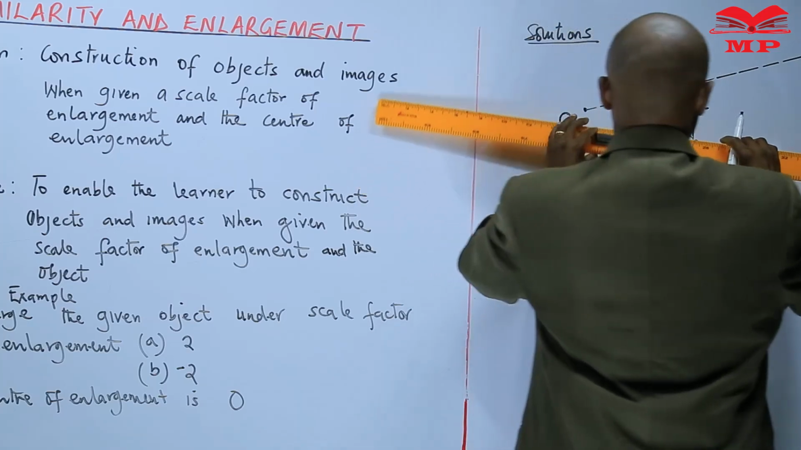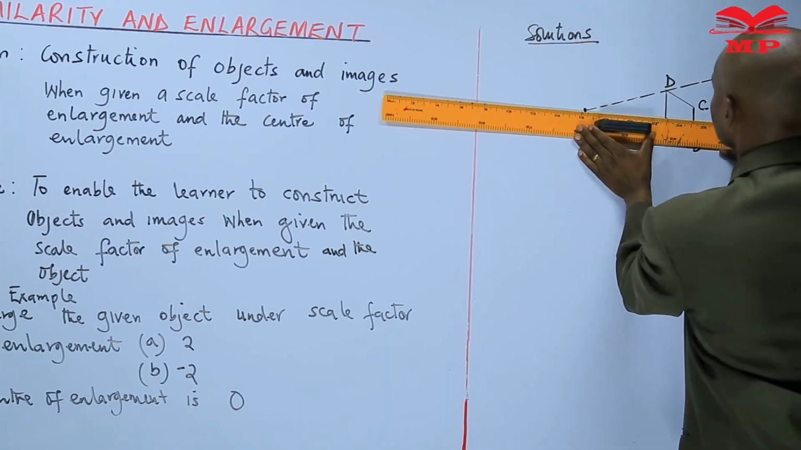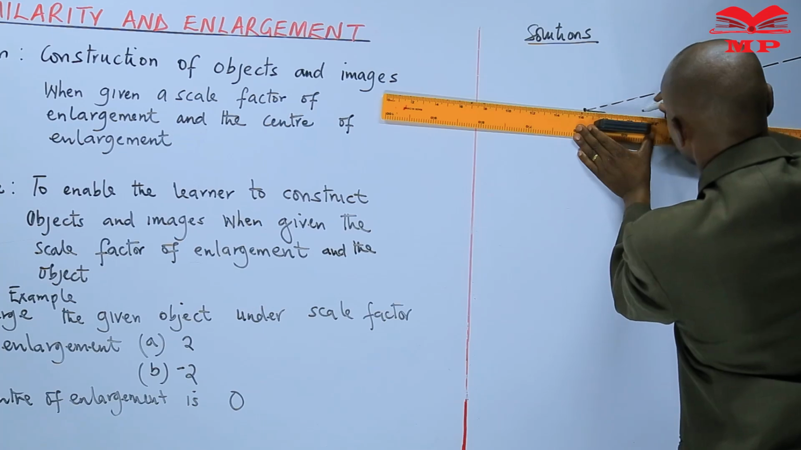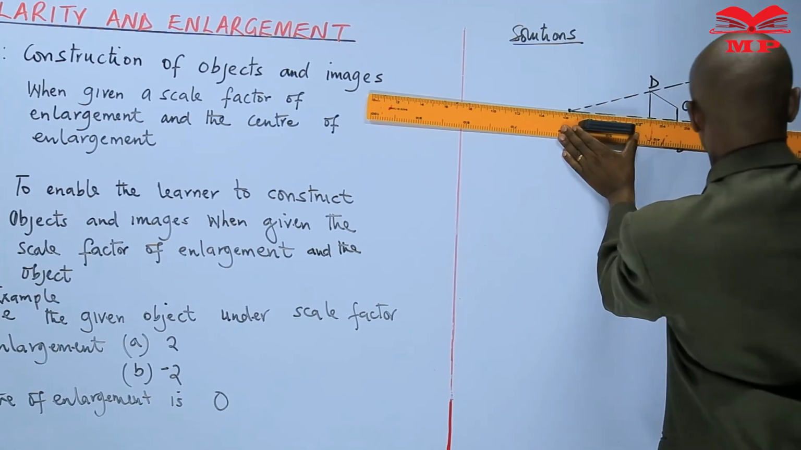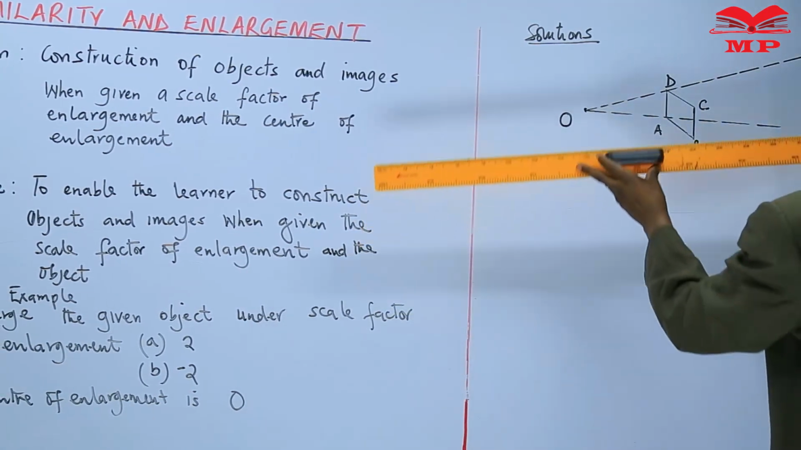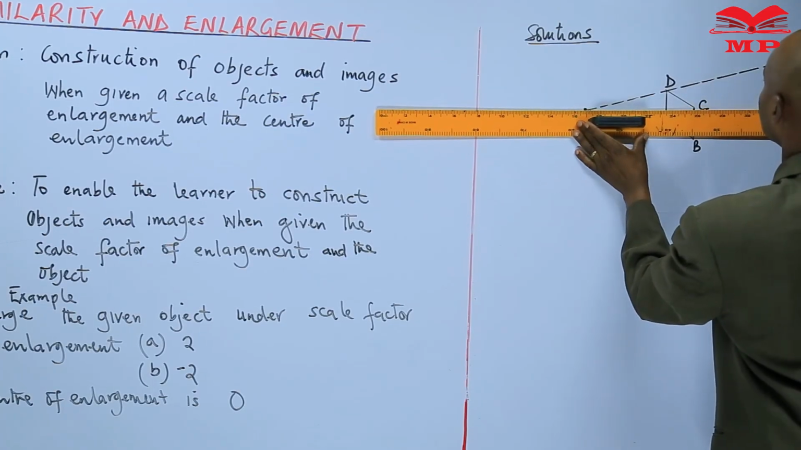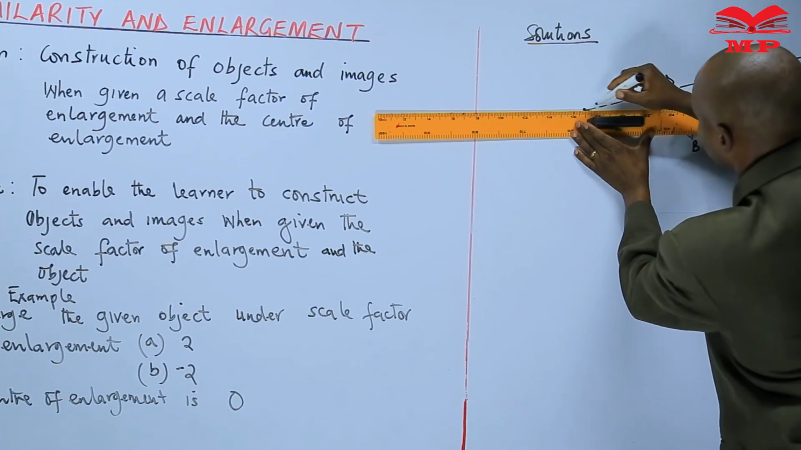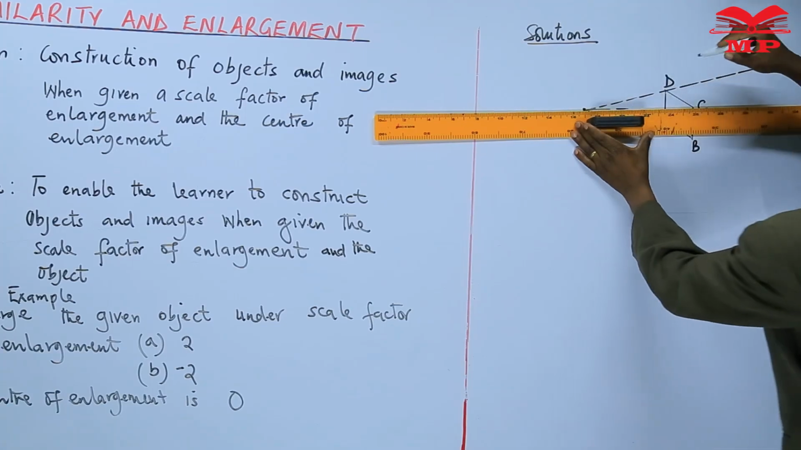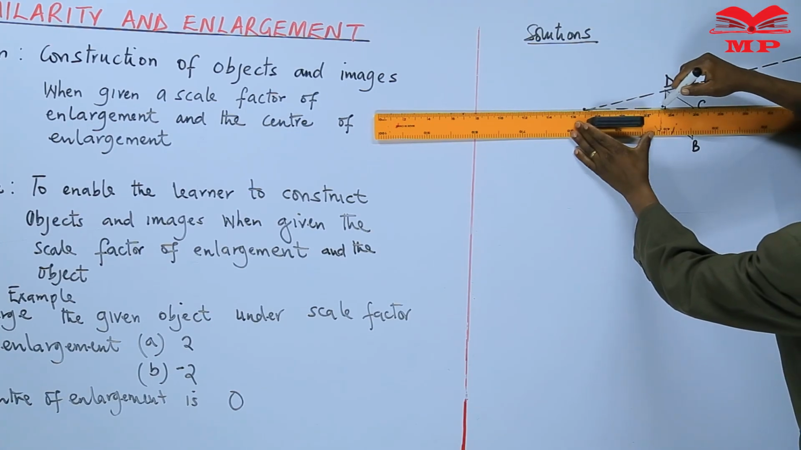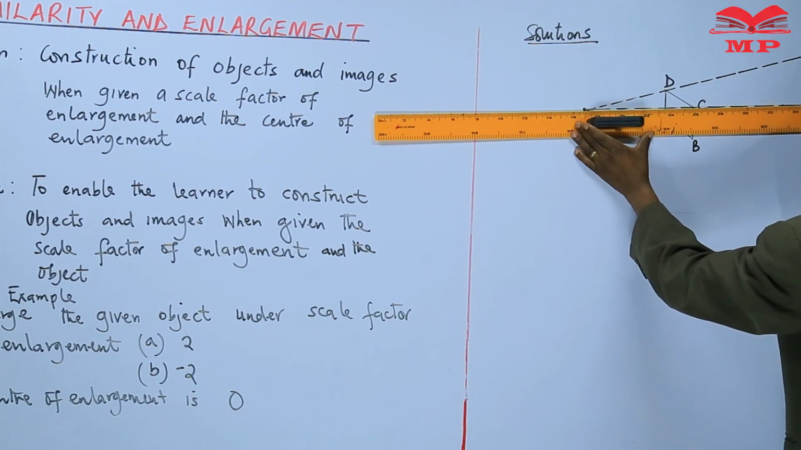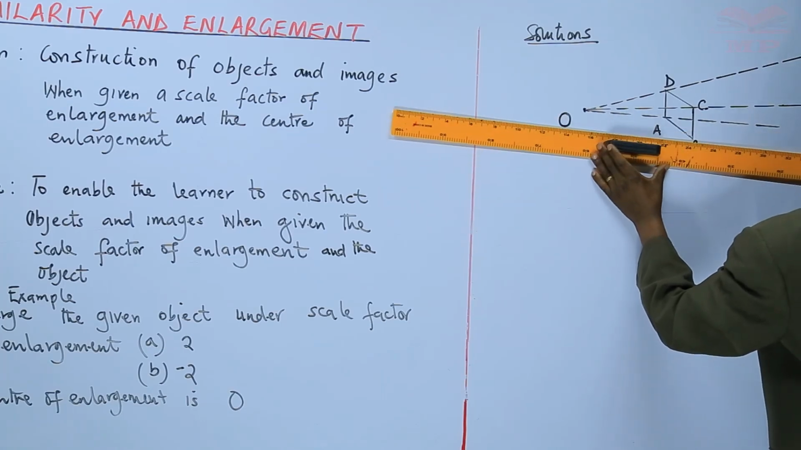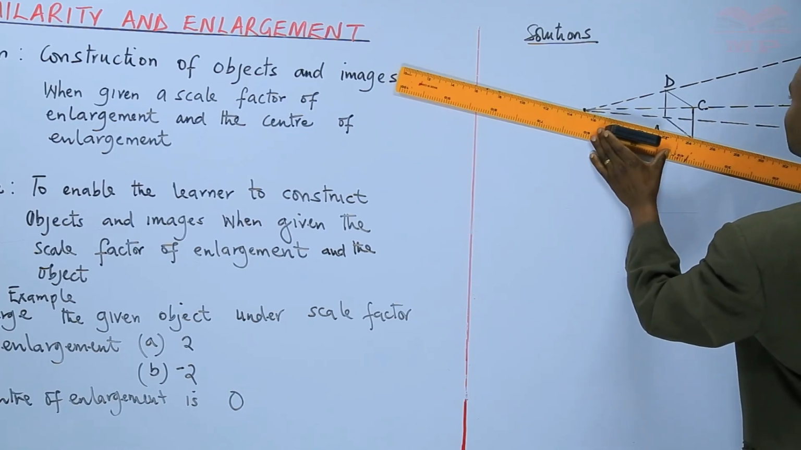So I do that through D. I'll do that through the next vertex, C. I'll do again, pass through C, and pass through the last one, B.